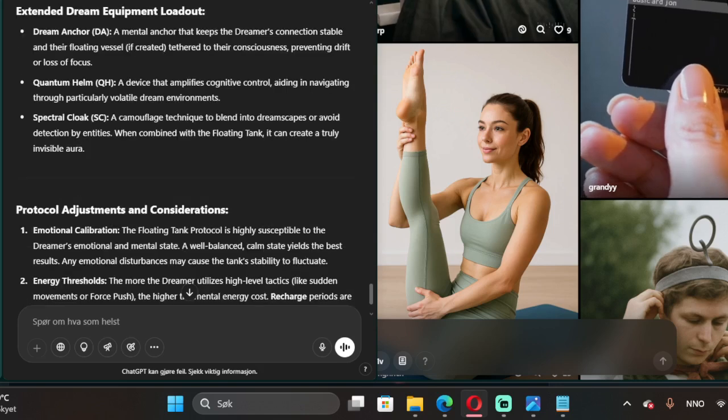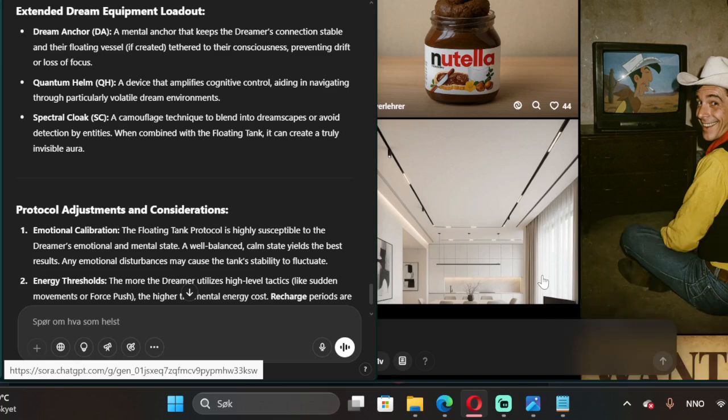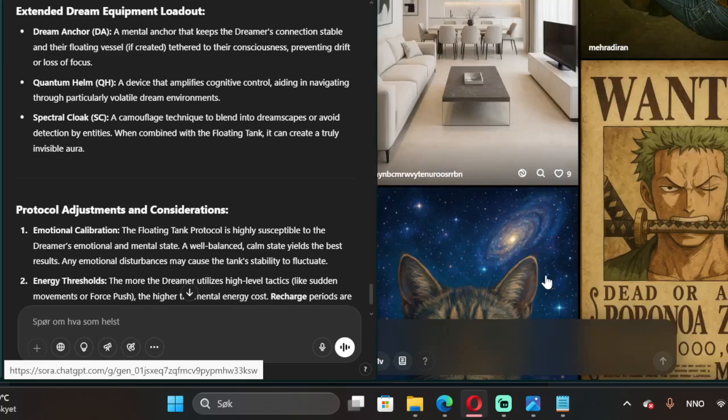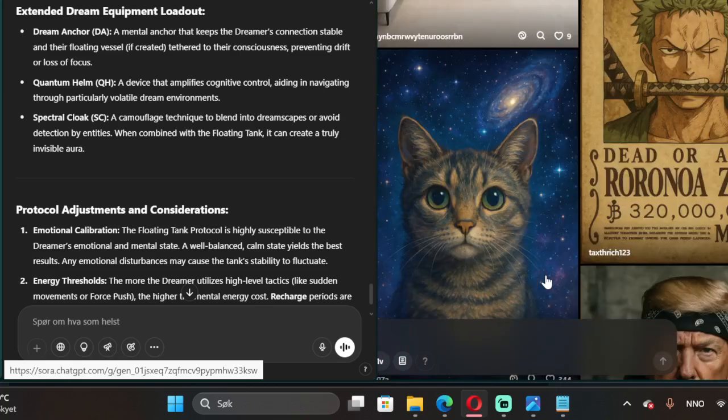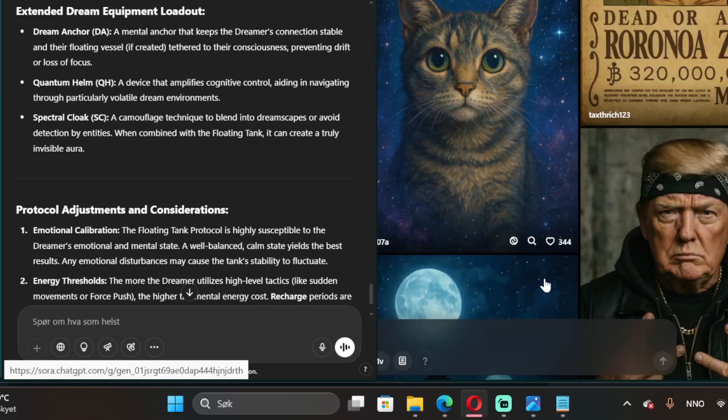Extended dream equipment loadout. Dream anchor, DA. A mental anchor that keeps the dreamer's connection stable and their floating vessel, if created, tethered to their consciousness, preventing drift or loss of focus. Quantum helm, QH. A device that amplifies cognitive control, aiding in navigating through particularly volatile dream environments.